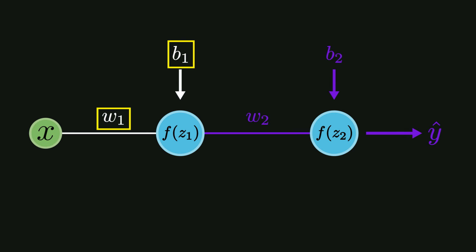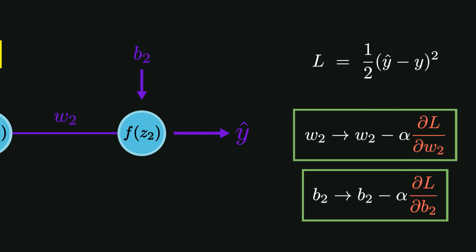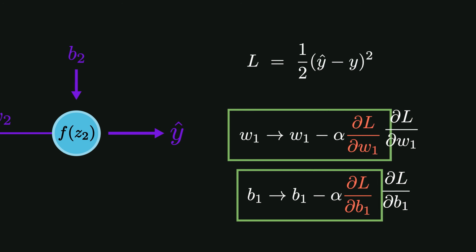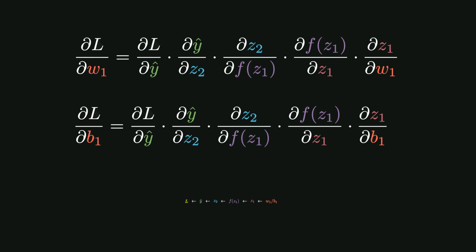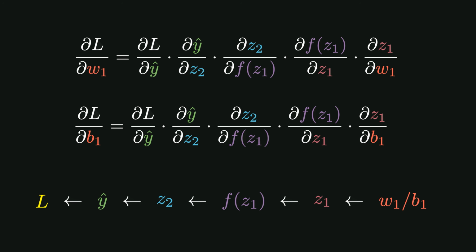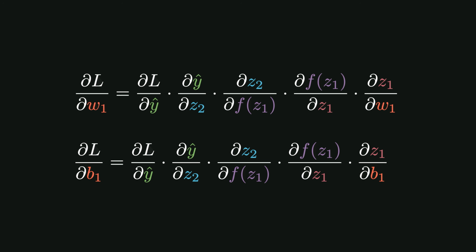Now, let's move on to W1 and B1. The idea remains the same. We'll use the same update formula for these parameters. As we go further back in the network, the chain becomes longer because there are more layers involved. If you notice, some parts of the chain have already been calculated. We'll see later how to reuse these previously computed values to make the computation easier.